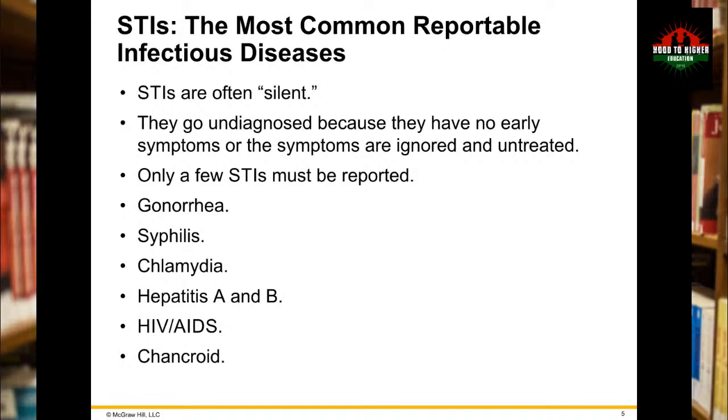STIs are the most common reportable infectious disease, and STIs are often silent. They go undiagnosed because they have no early symptoms or the symptoms are ignored and untreated. Only a few STIs must be reported, right? So the ones that we hear about most commonly are gonorrhea, syphilis, chlamydia, hepatitis A and B, HIV/AIDS, and chancroid.